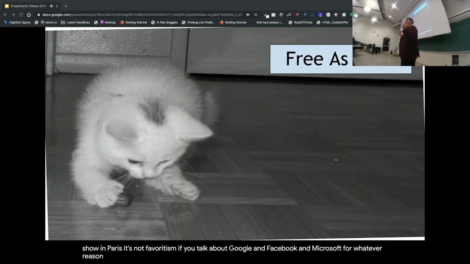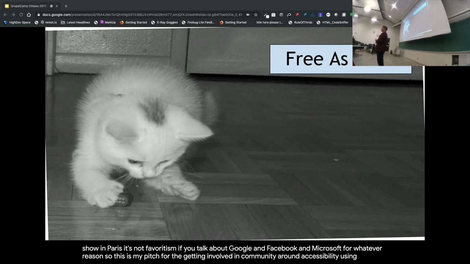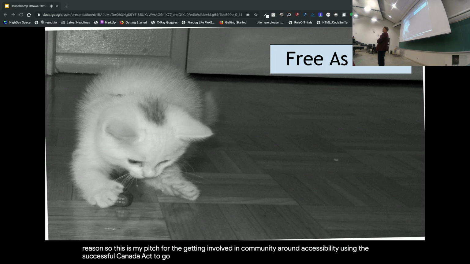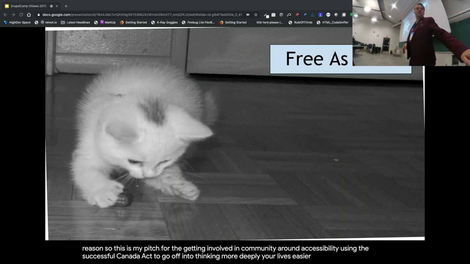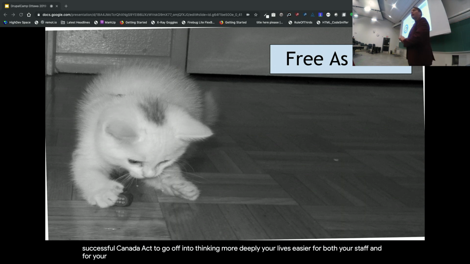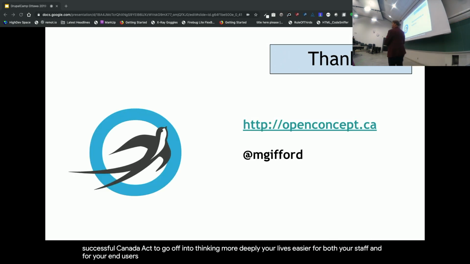So this is my pitch for getting involved in the Drupal community around accessibility and using the Accessible Canada Act to dig in more deeply into what Drupal can do to make your lives easier for both your staff and your end users. And I can answer any questions you might have on accessibility or the Accessible Canada Act if you have them.